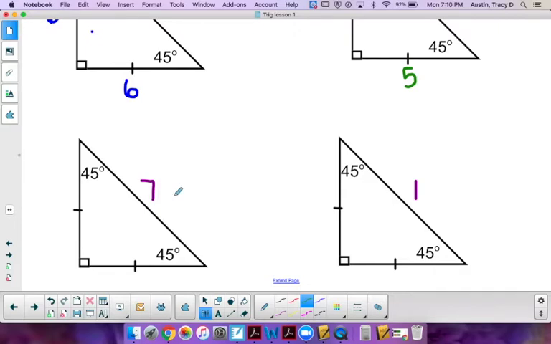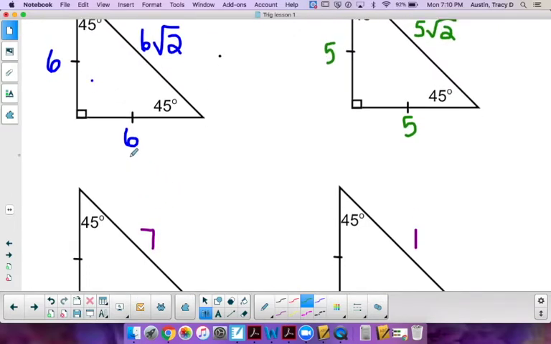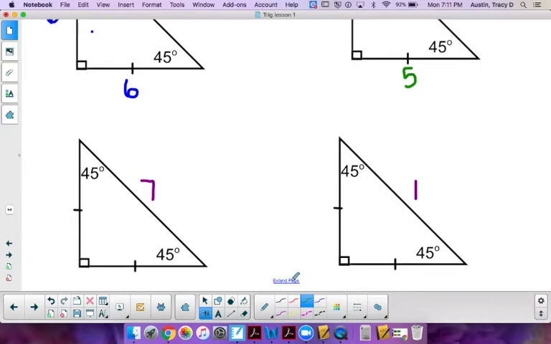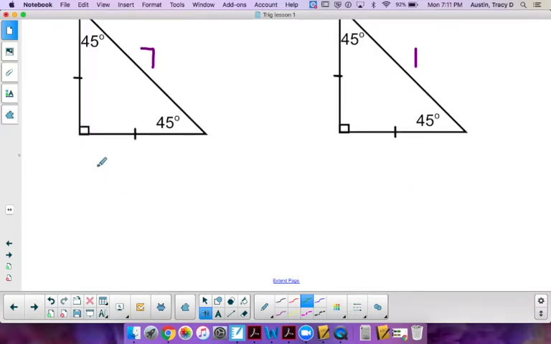Well, that's not a big deal. We're just going to do a little simplifying. To go from my leg to my hypotenuse, I multiply times the square root of 2, right? So to go from my hypotenuse to my leg, I would divide by the square root of 2. And this is going to require a little bit of work on your part. You're doing 7 divided by the square root of 2.